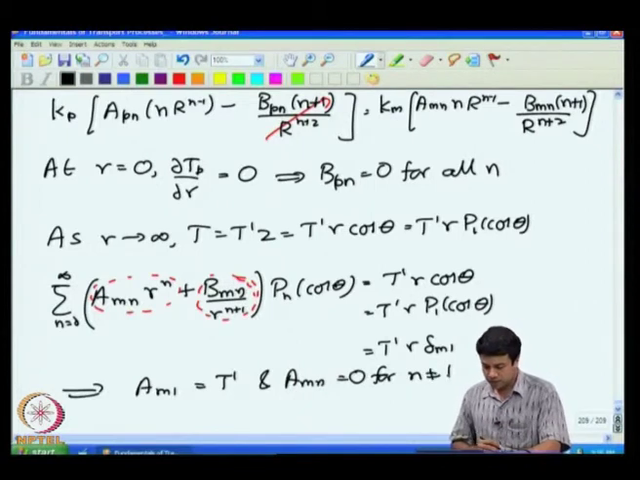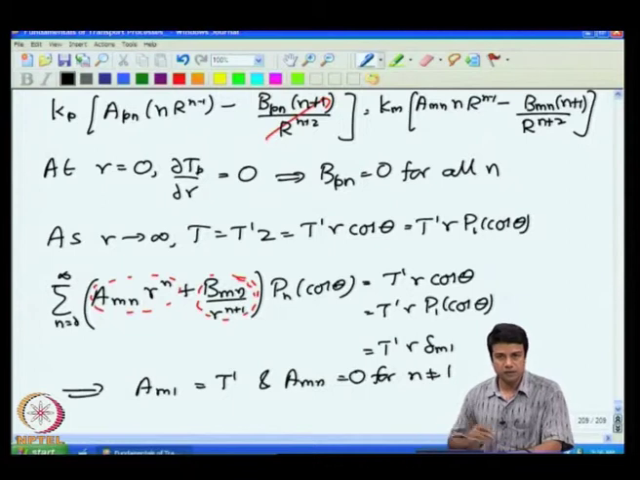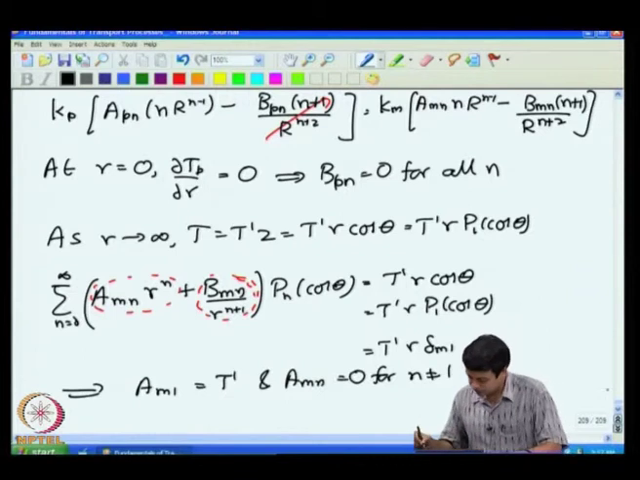So, the coefficient A_m1 is non-zero, and coefficients A_m2, A_m3, etc., all other coefficients are identically equal to 0. That is what you get by the orthogonality relations in the limit as r goes to infinity. So, from the symmetry boundary conditions at r equal to 0, B_pn was equal to 0. From the orthogonality relations as r goes to infinity, A_m1 is non-zero, it is equal to T'. All other coefficients are equal to 0.